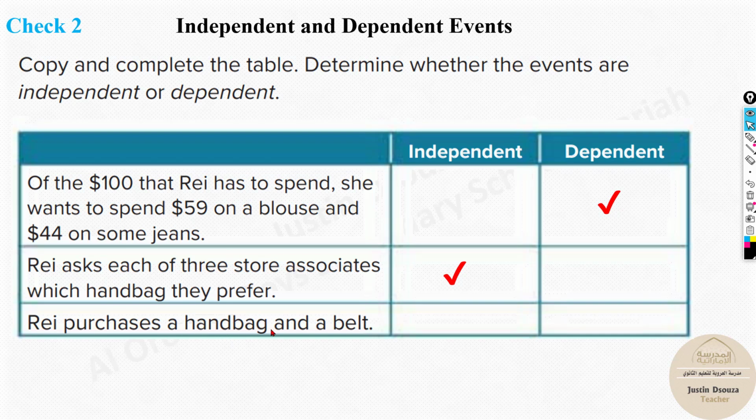Now Ray purchases a handbag and a belt. Here they have not mentioned anything. It's just a handbag and a belt. That's fine. It's independent. The handbag is separate, the belt is separate.